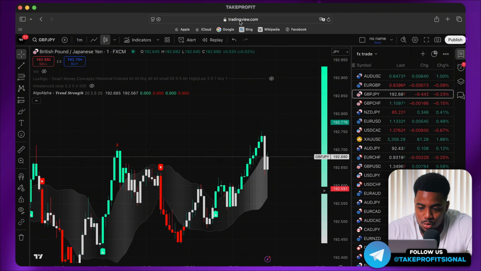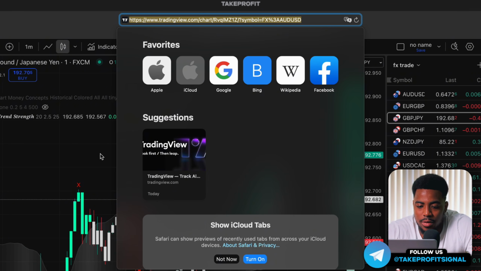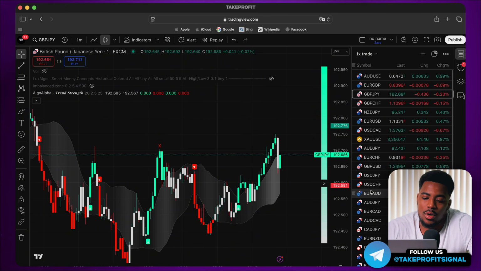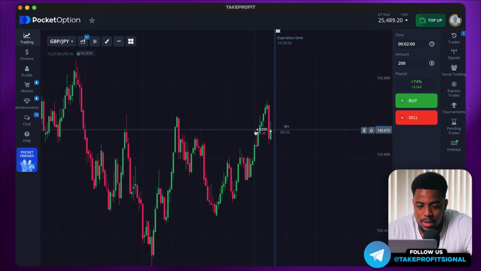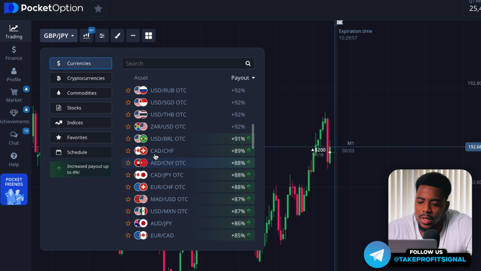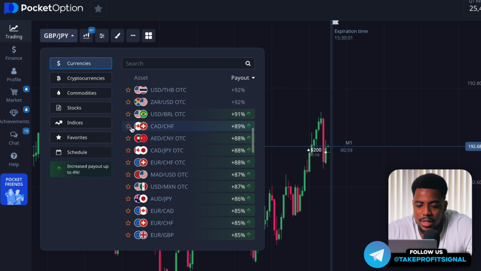The first thing you do is, of course, go to TradingView.com, create a free account here, and open the currency pairs that you have on the Pocket Option platform. That is, we have pairs from the broker labeled OTC. We need regular currency pairs that are not labeled OTC. This is very important. You can add their selected ones.